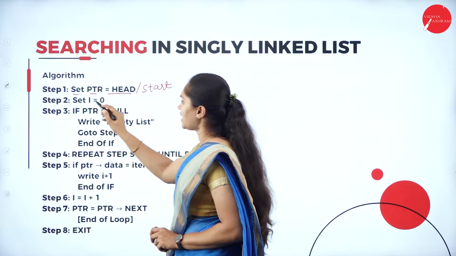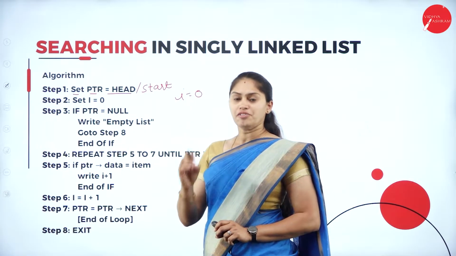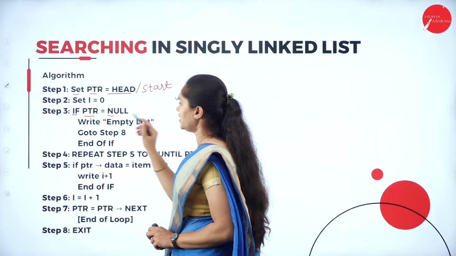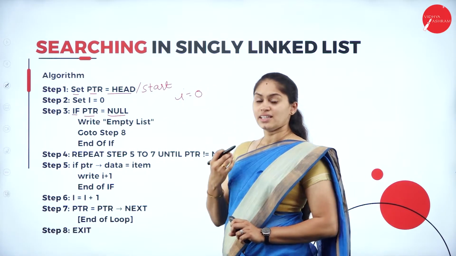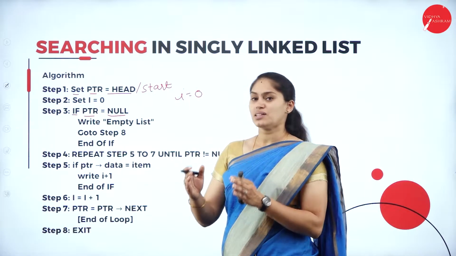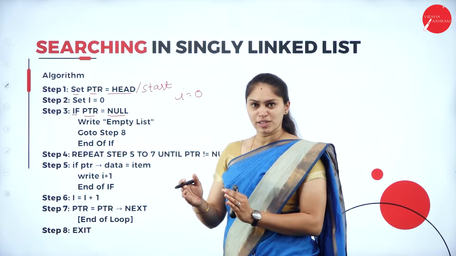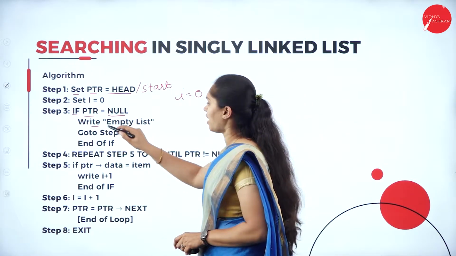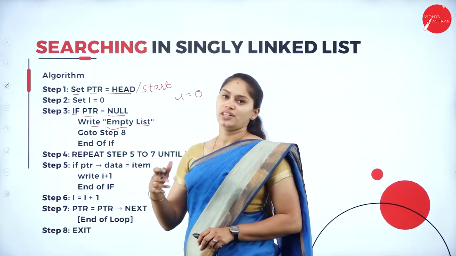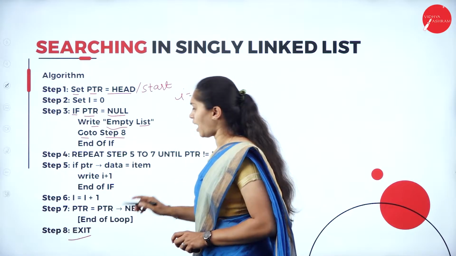After that, set I equal to 0. We are starting with iteration 0. I am in the first node, that's why I is equal to 0. After that, if pointer is equal to null, where we have info and link, and link is a pointer. If the pointer variable P is equal to null, then I can say that we have to write the list is empty. That means we don't have any element to traverse, or else we have to go to step 8. That means we have to exit.